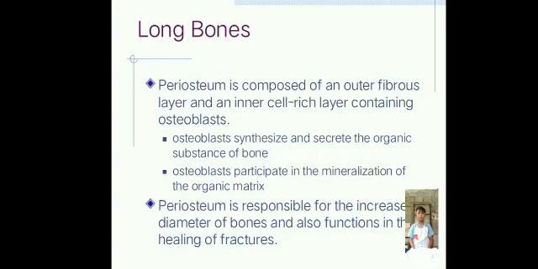Periosteum is composed of an outer fibrous layer and an inner cell-rich layer containing osteoblasts. Osteoblasts synthesize and secrete the organic substance of bone. Osteoblasts participate in the mineralization of the organic matrix. Periosteum is responsible for the increase in diameter of bones and also functions in the healing of fractures.